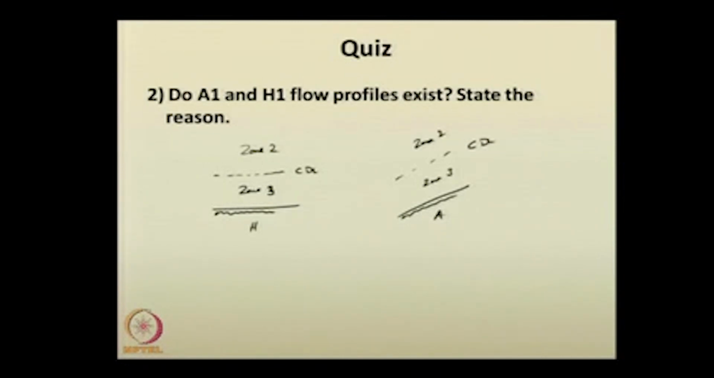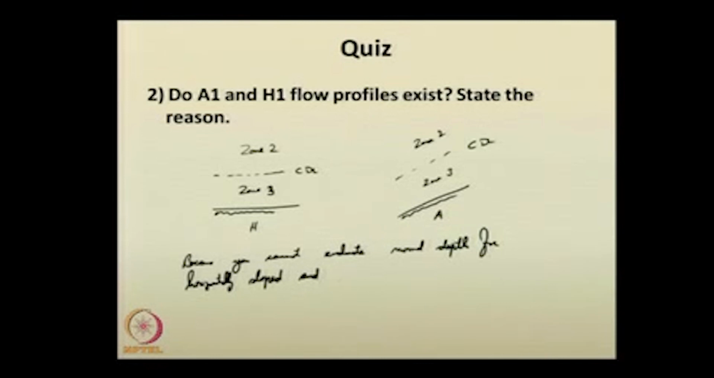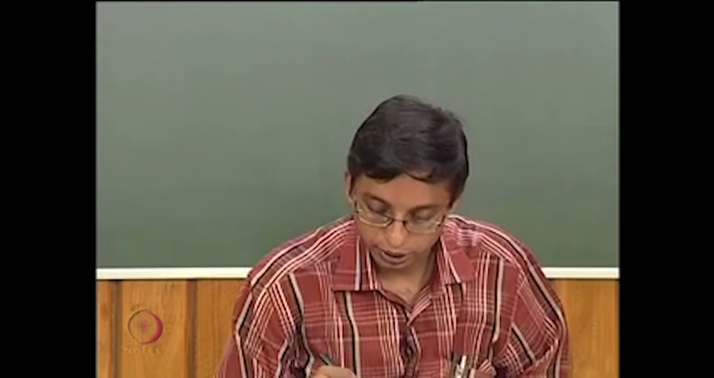And you know why zone 1 does not exist? Because you cannot evaluate normal depth for horizontally sloped and adversely sloped channels. Okay. So, this is the solution for the question.